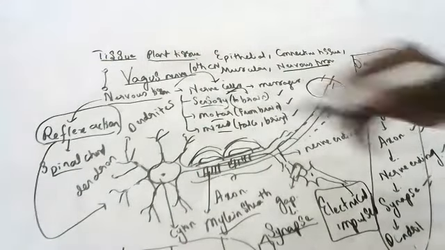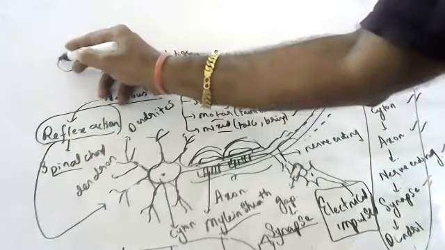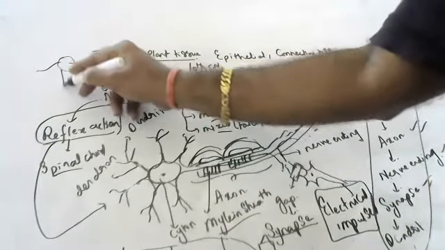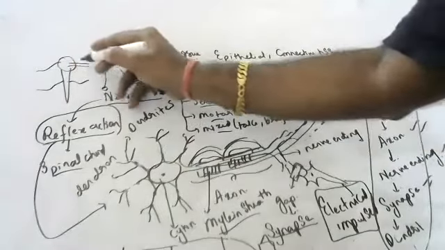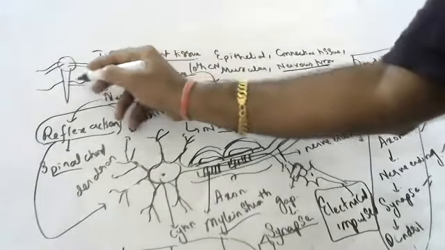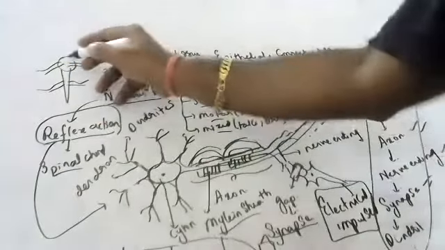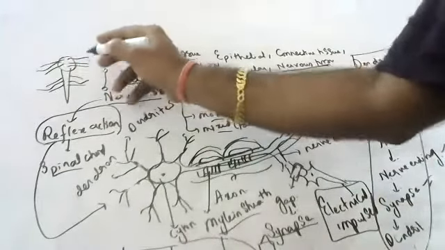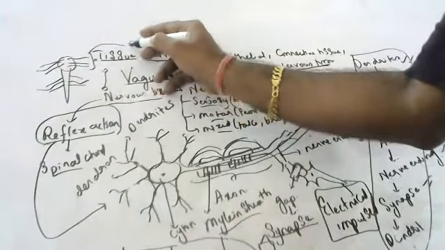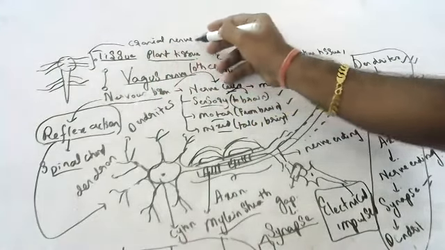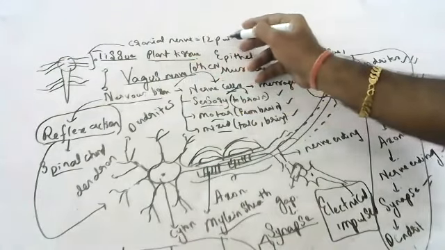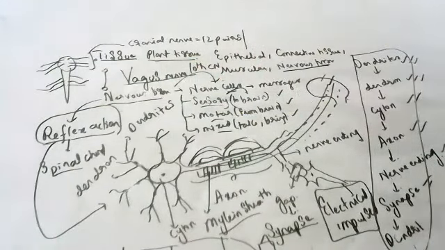Okay, children, whatever nerves are coming from the brain are called cranial nerves. Whatever nerves are coming from the spinal cord are called spinal nerves. Anyone of you know how many cranial nerves we have, children? We have 12 pairs of cranial nerves.